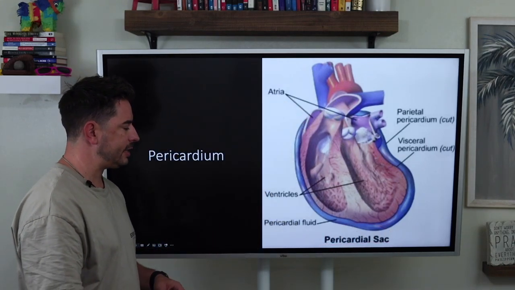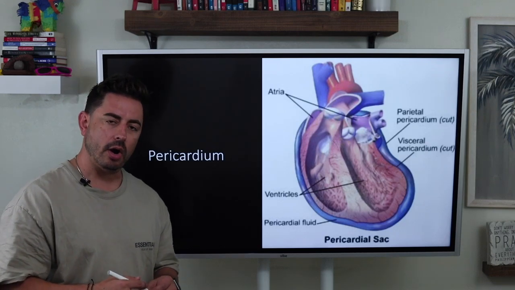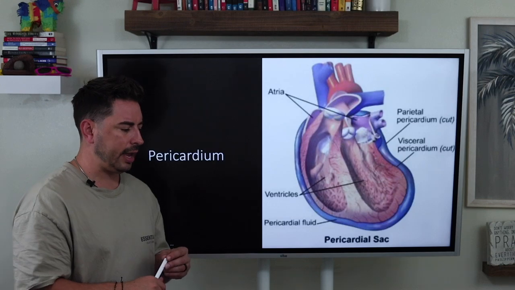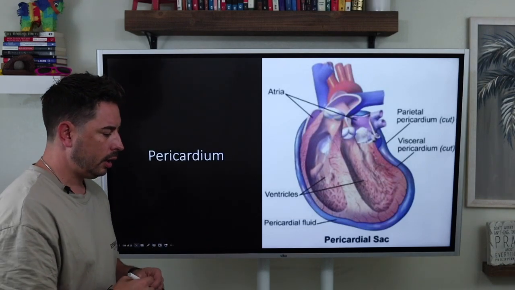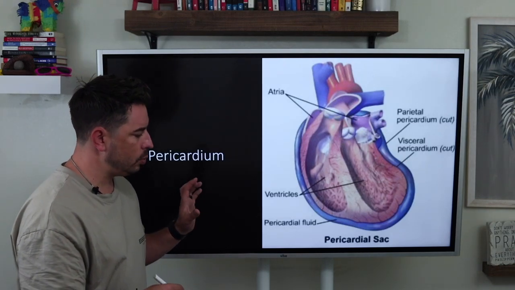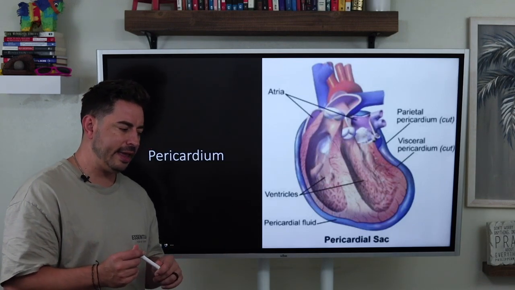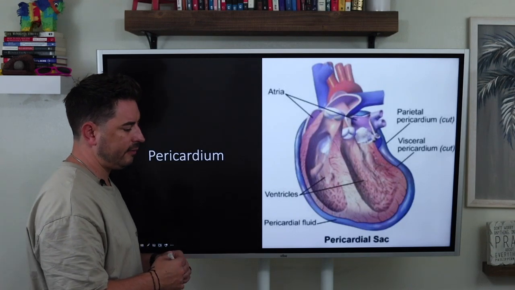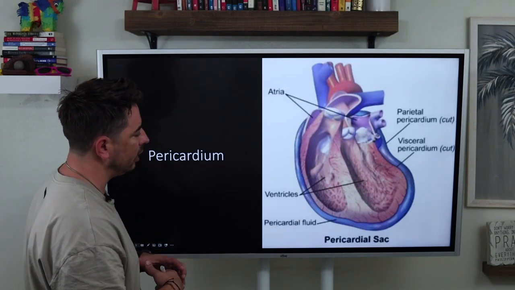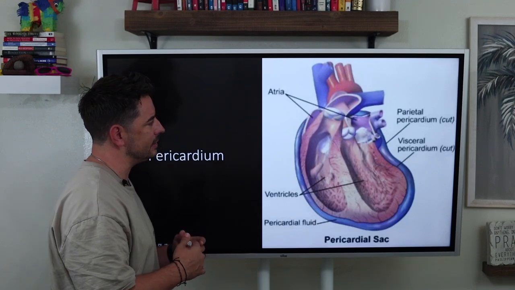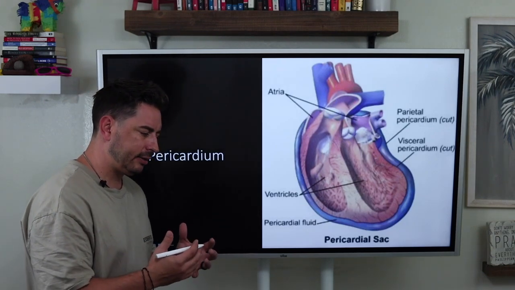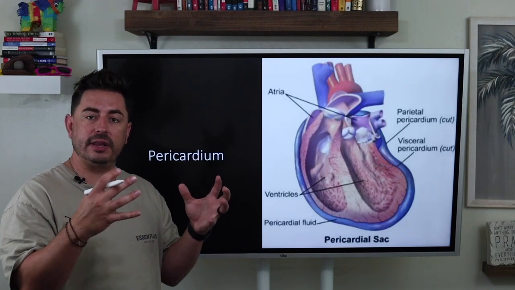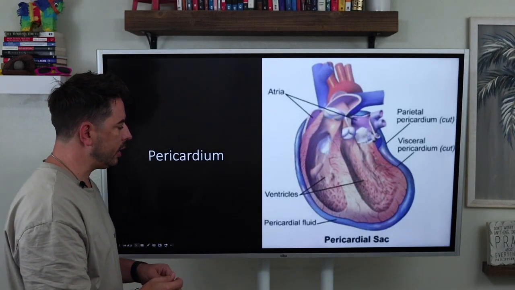That outer wall is the fibrous pericardium, and it has a dense connective tissue. That outer wall is designed to protect the heart, and it anchors the heart to the diaphragm and to the great vessels. It prevents the heart from overfilling. That outer connective tissue is designed to keep the heart from filling up too much.